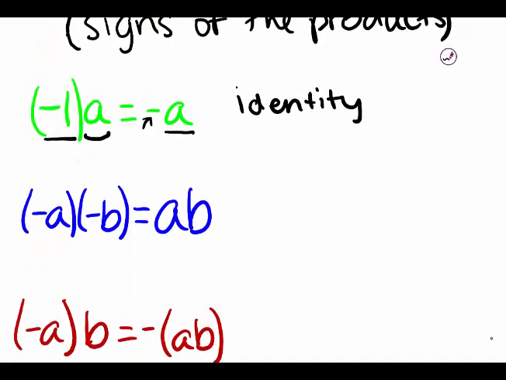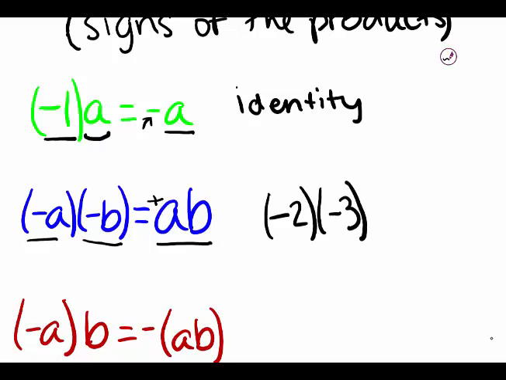Then we also have -a, an integer, multiplied by -b, another integer. And the product is a positive a times b. If we did an example for this, you could have -2 times -3, and the answer would be +6, because we multiplied the 2 and 3 together to get 6, and the negatives become a positive.